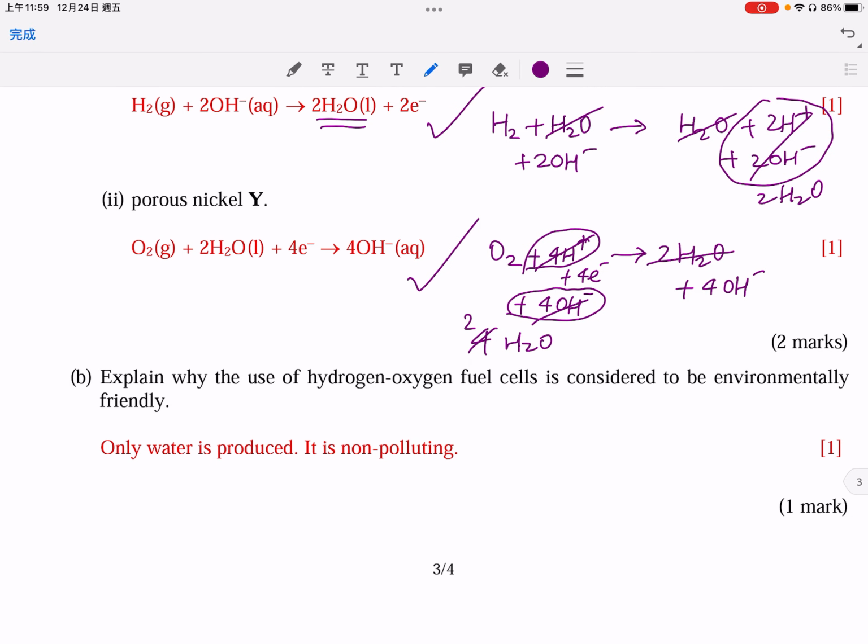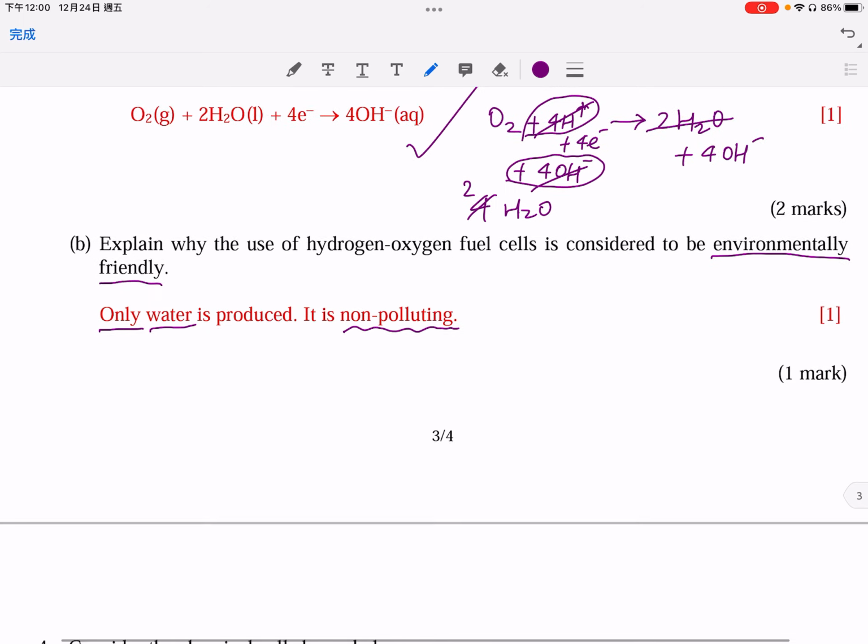Explain why fuel cell is environmentally friendly. Make sure you write that only water is produced, and it is always better to mention that water is non-polluting.